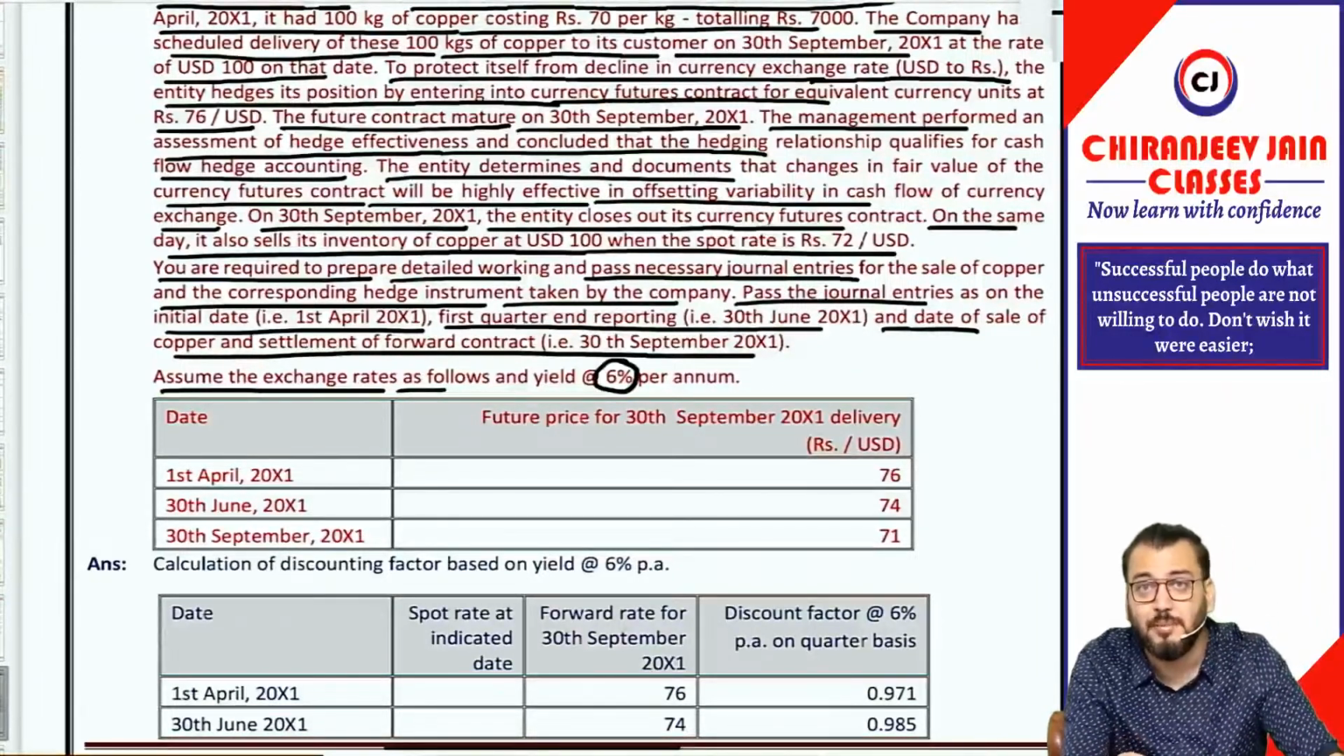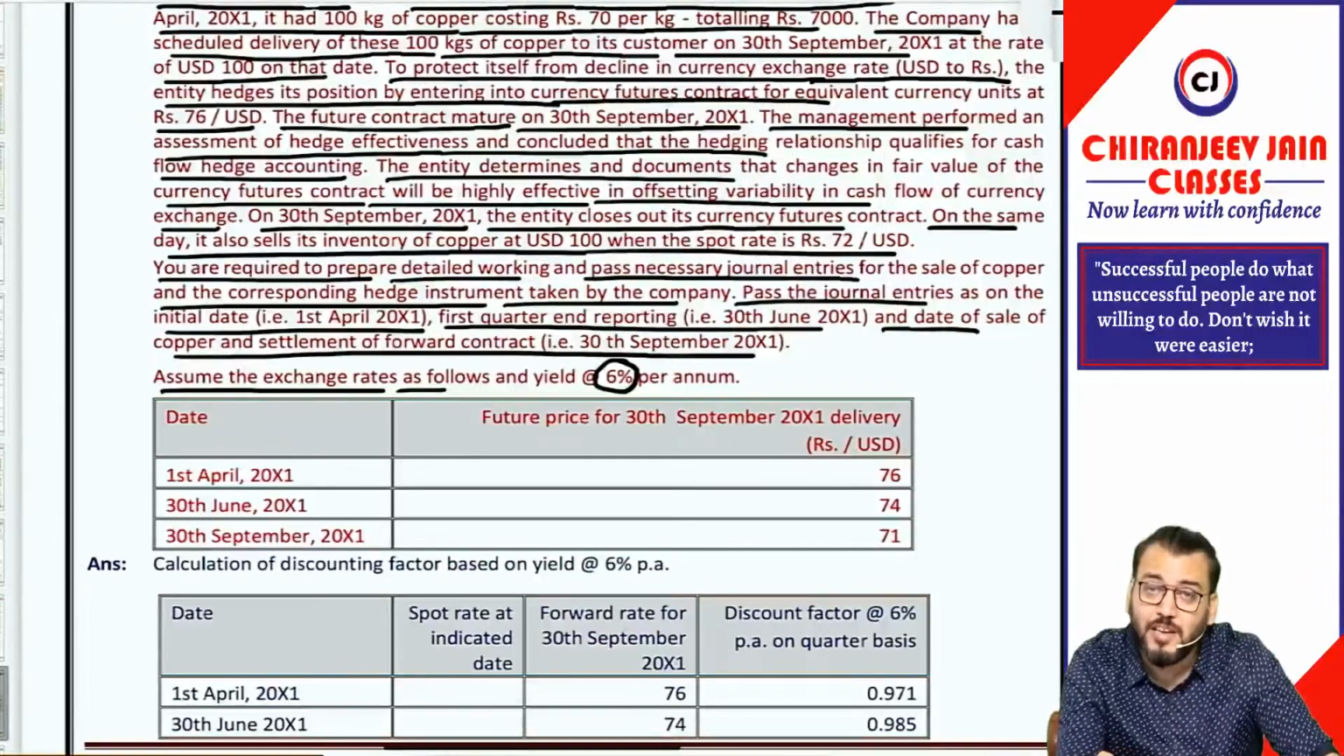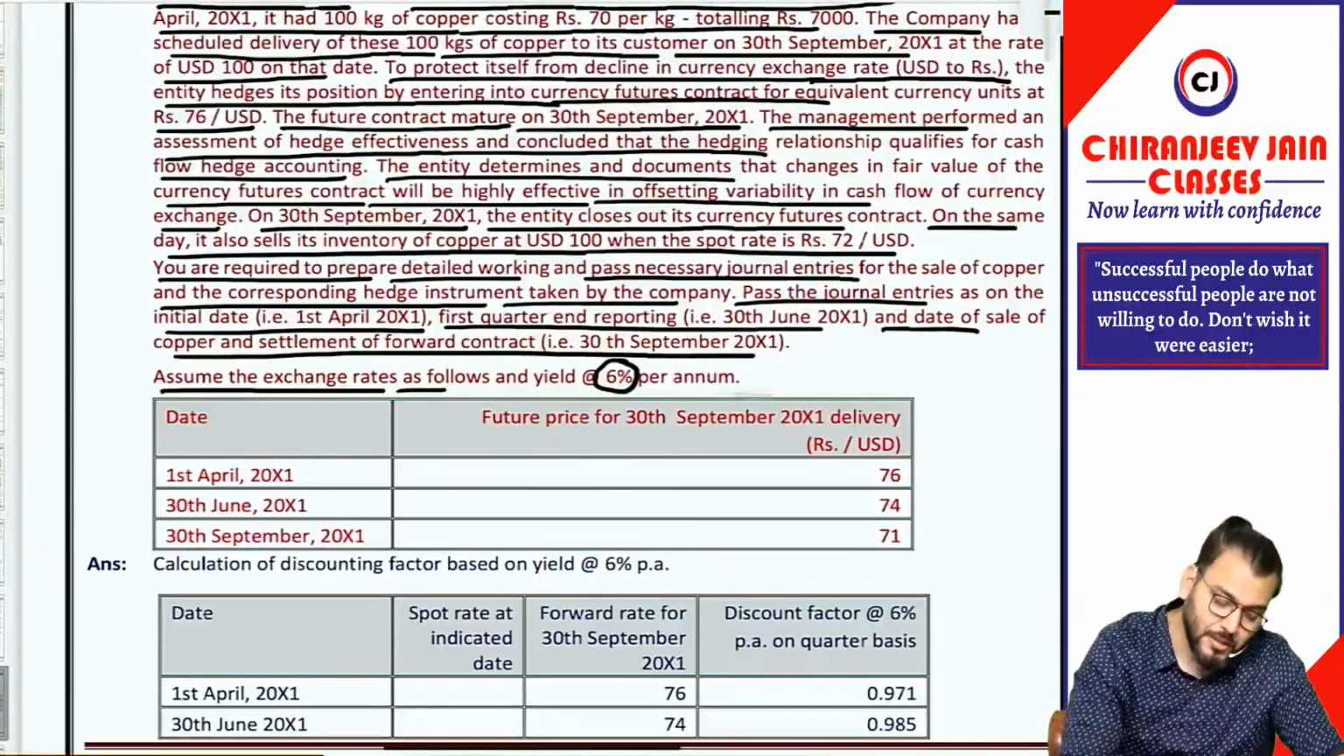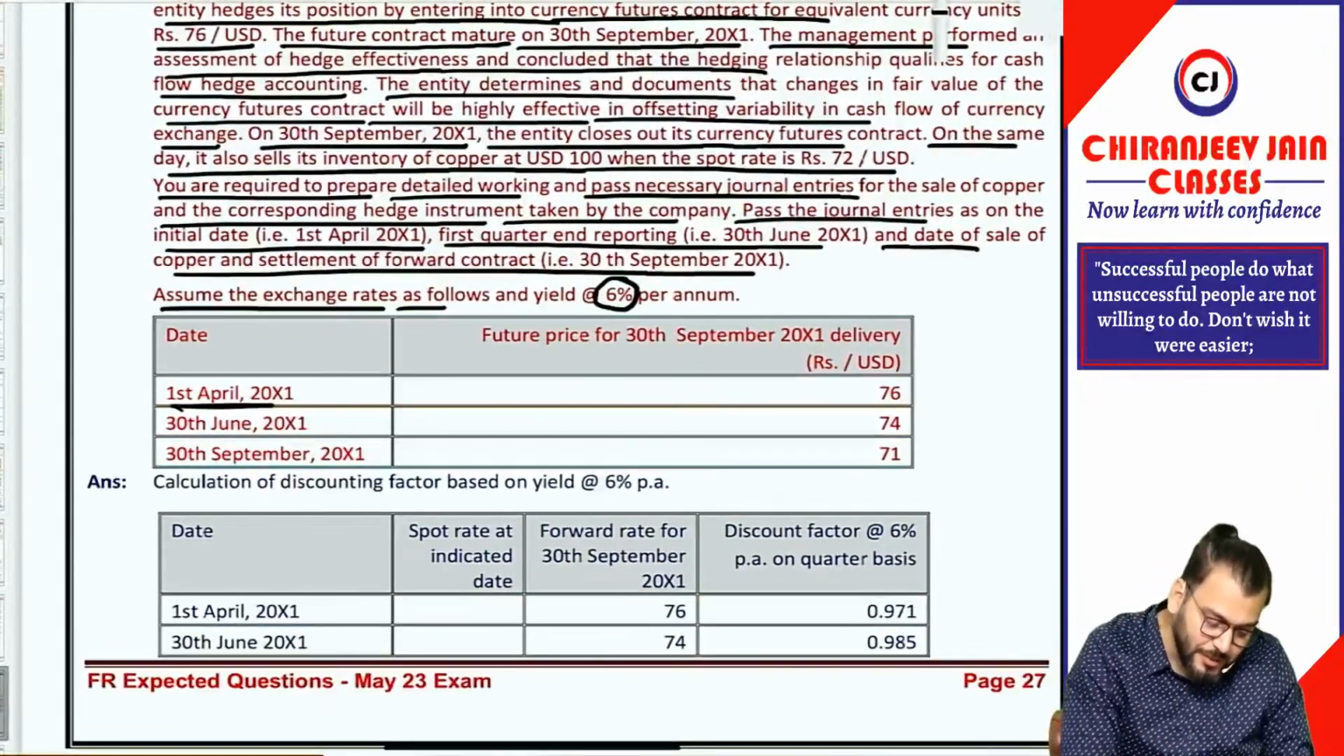Now in this question they have given a yield rate, meaning they have given a discount rate. So when we are calculating the fair value of the forward contract, in all the previous questions we have not done discounting because the discount rate was not given, but in this question the discount rate is given. So we'll find out the fair value of the forward contract by using the discount rate. Understood? Yes sir.